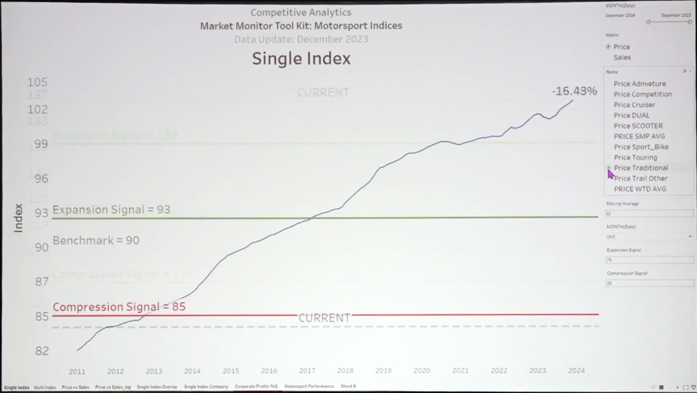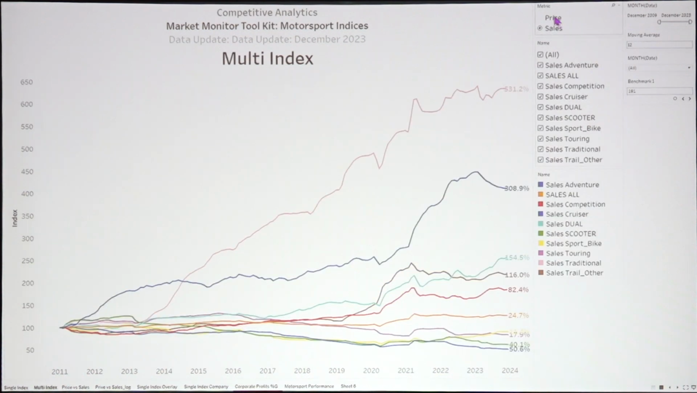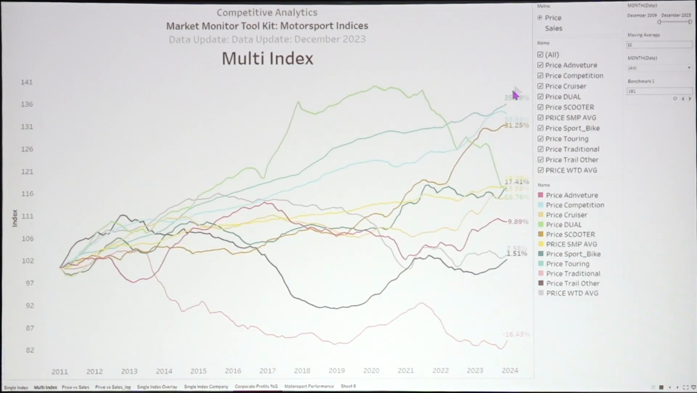But if we benchmark it against inflation, let's look at all of these at once here so we can see it. The highest is 35.98%. Inflation over this time period was 39.6%. So none of these segments have kept up with inflation.